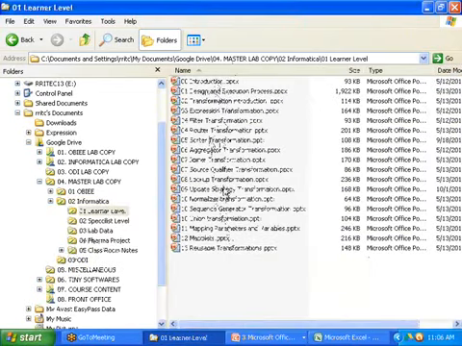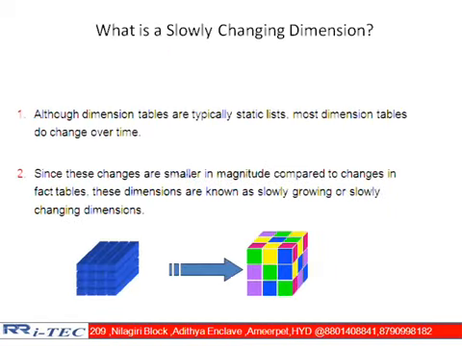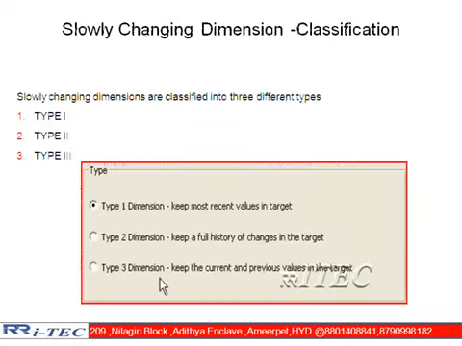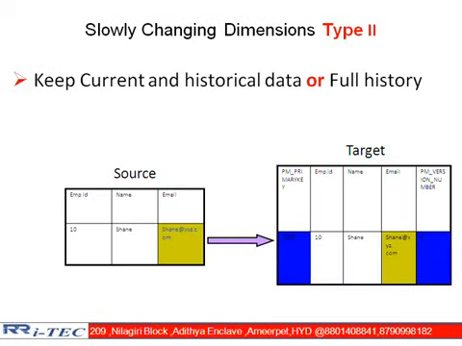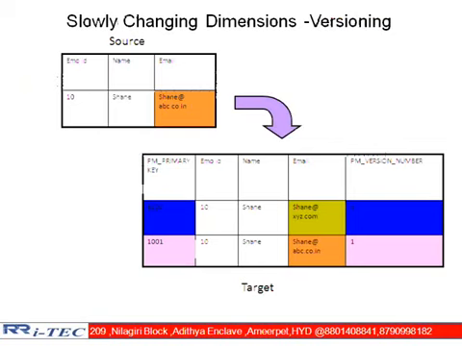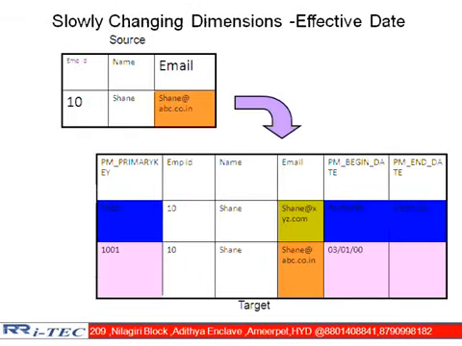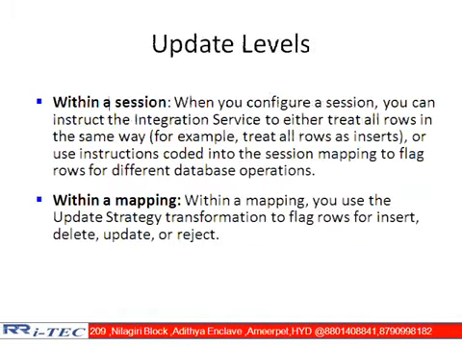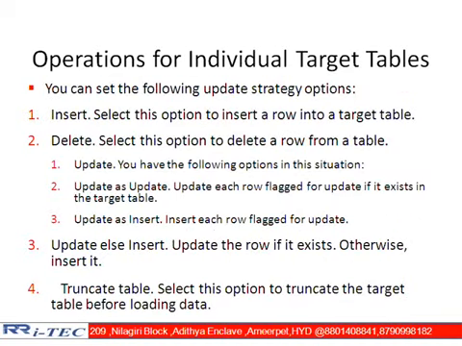Suppose if you take any one transformation, let us say I am taking an important transformation, update strategy transformation. I am going to explain update strategy transformation, what is slowly changing dimension, how many dimensions are available, type 1, type 2, type 3, and what is the meaning of type 1 dimension, what is the meaning of type 2 dimension, what is happening here. Those all things diagrammatically we are trying to explain. And what are the business challenges we are facing, what are the update levels available, what is the meaning of flagging, update strategy rule, everything we are trying to explain in a clear fashion.